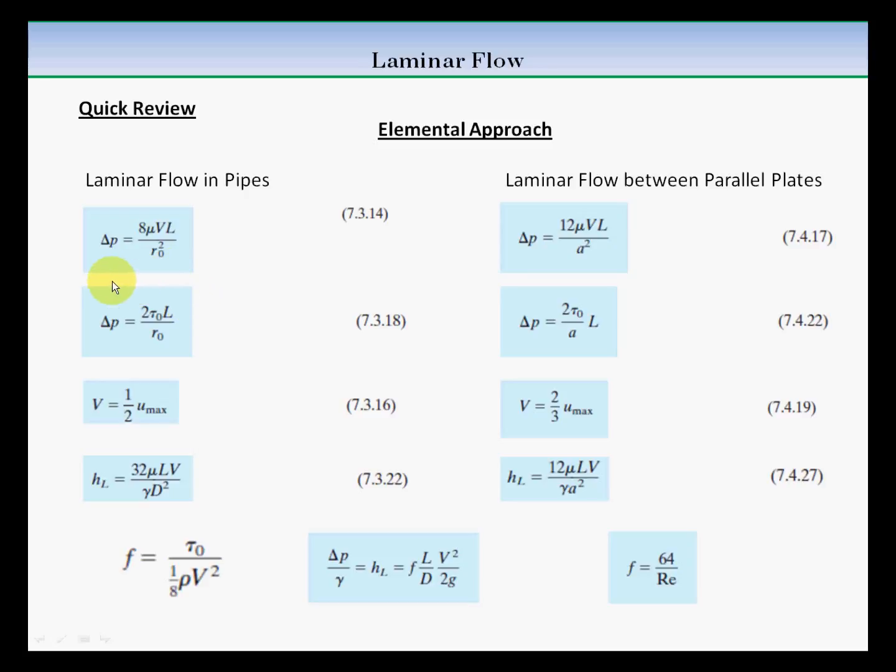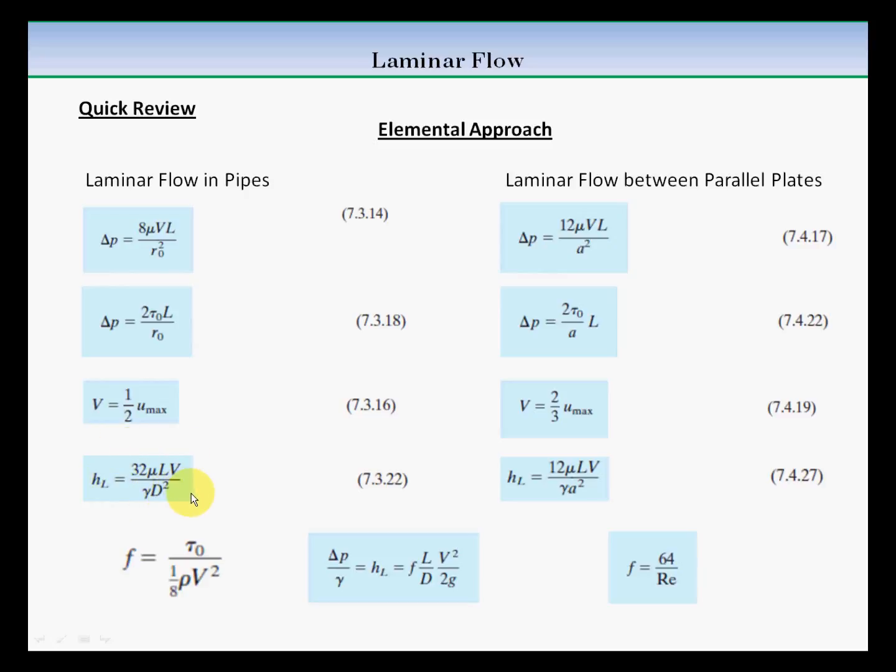We also found out that this pressure drop is related to the shear stress on the wall, which is tau sub 0. So this is the relationship between the pressure drop and how much shear stress is imposed by the boundary on the surface. We also talked about what the average velocity based upon the velocity profile would be, and what would be the head loss for a given length of pipe, which is L in this case, and for the velocity and given the diameter of the pipe.